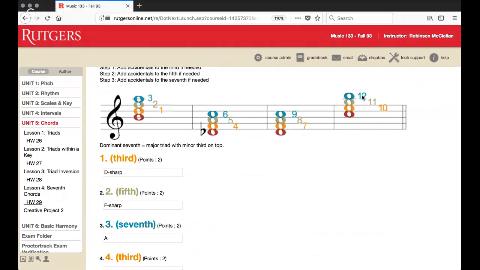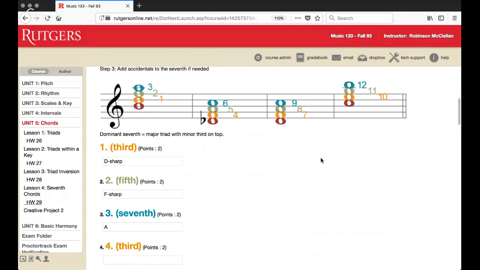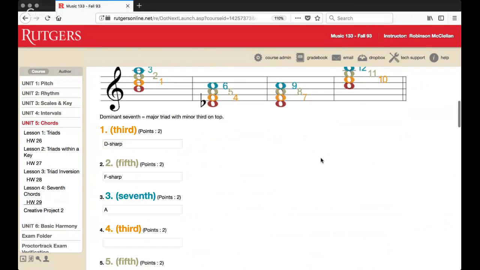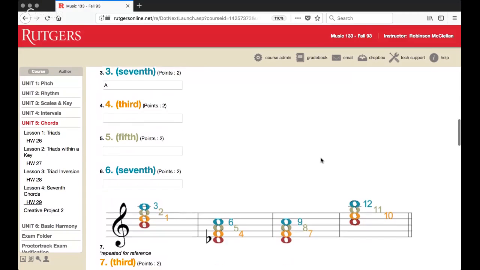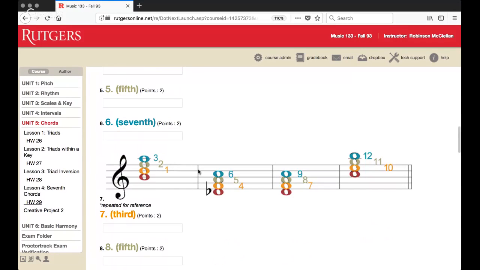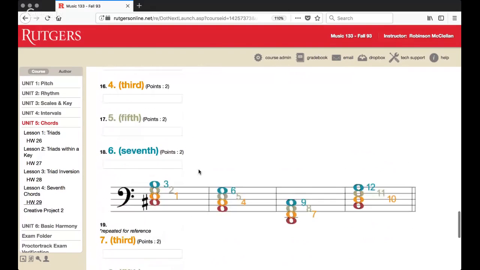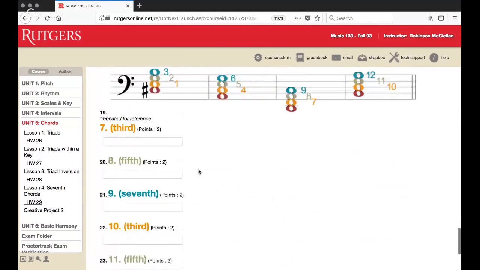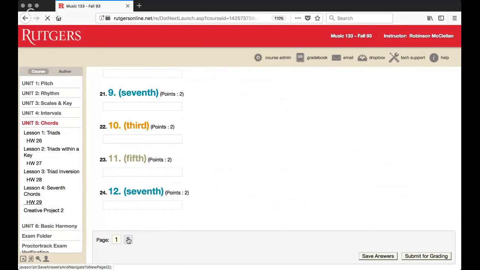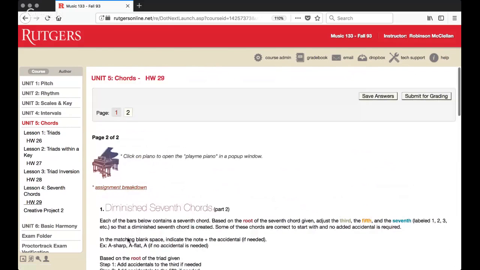These are not, a 12th is not a thing in music theory, luckily. Or I'm sure it is, but not in this course. So yeah, and then it's just repeated. The same image is repeated for reference. So it requires a little bit of care to make sure that you're following the procedure here.